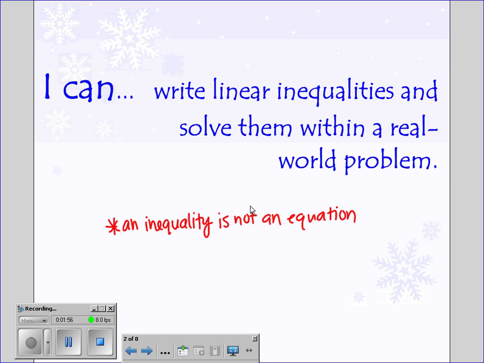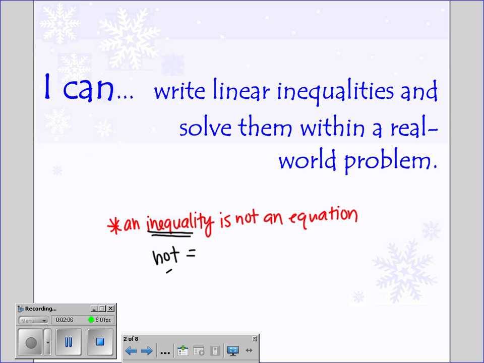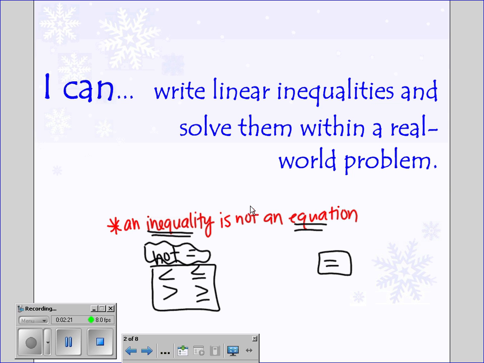One thing that I really want you to take note of is that an inequality is not an equation. The root word for inequality means not equal to. So we have less than, greater than, less than or equal to, greater than or equal to. None of these are equal to, not equal to. But equation, our root, is equal to. So all of these have equal to. So do not call these inequalities equations. We call them inequalities.